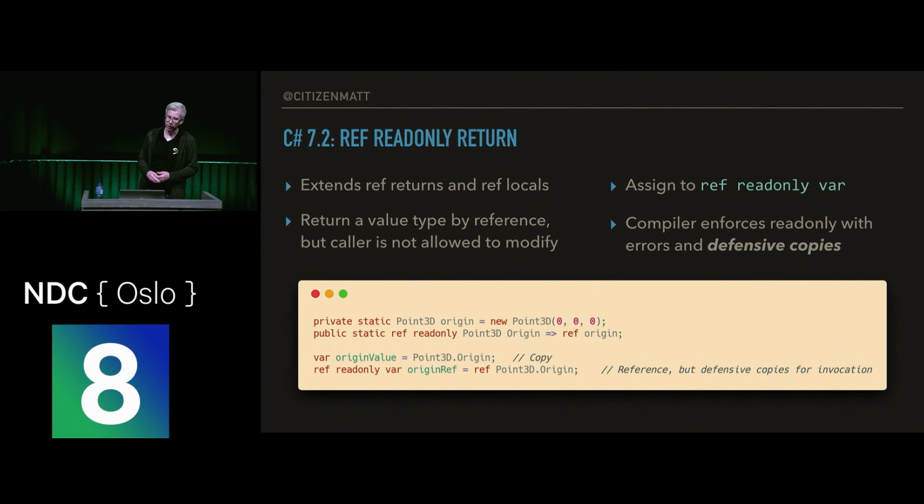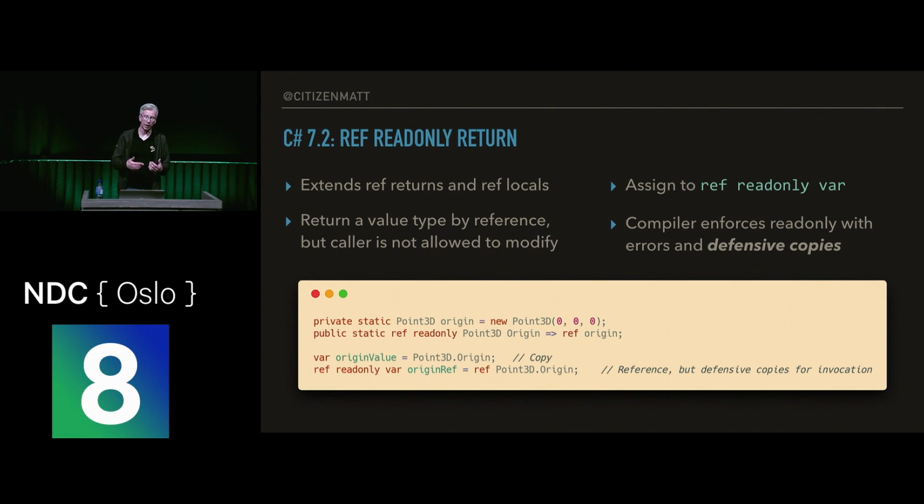So we've got then the ref readonly return feature, and this extends the ref returns and ref locals feature. Basically, it allows you to return a value type by reference, but the caller is not allowed to modify it. The way to use this is that you assign to ref readonly var rather than just ref var, and the compiler enforces this read-only status with compile errors and also defensive copies. It'll actually make a copy of the value type for you, without you necessarily knowing. So this works around the problem where I've got some sort of shared state going on.